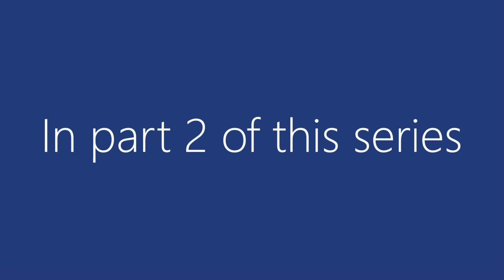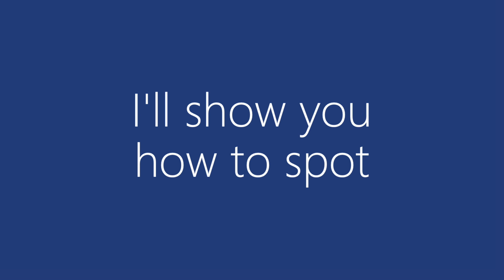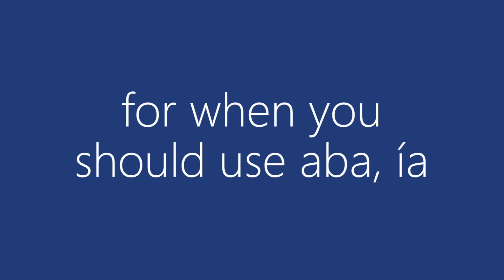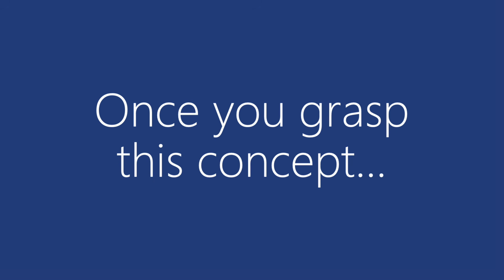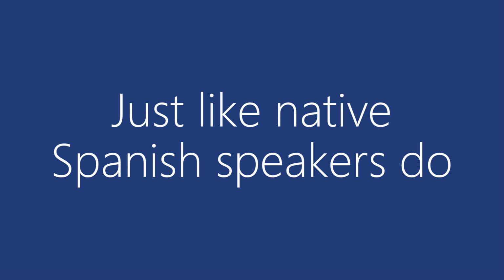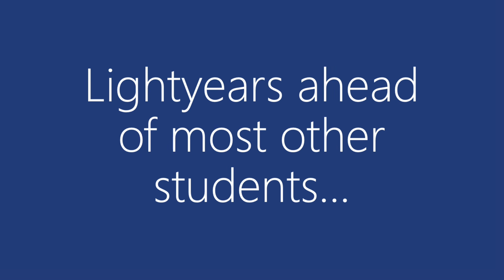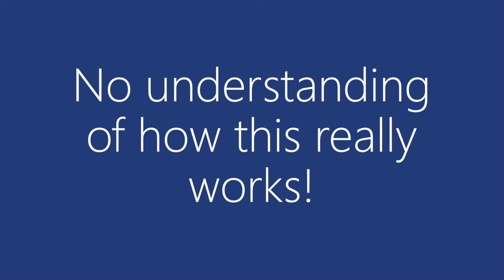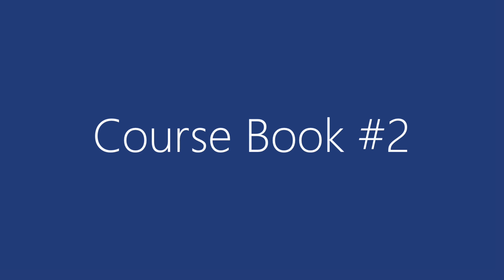So in part 2 of this series, I'll show you how to spot the telltale sign for when you should use aba and ia. Because once you grasp this concept, you will immediately start using the imperfect, just like native Spanish speakers do. This will put you light years ahead of most other students who simply have no understanding about how this actually works.